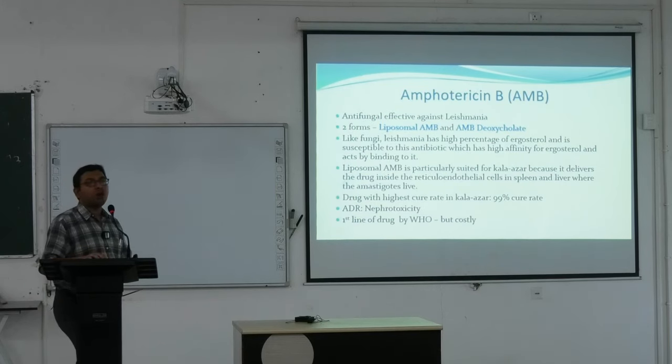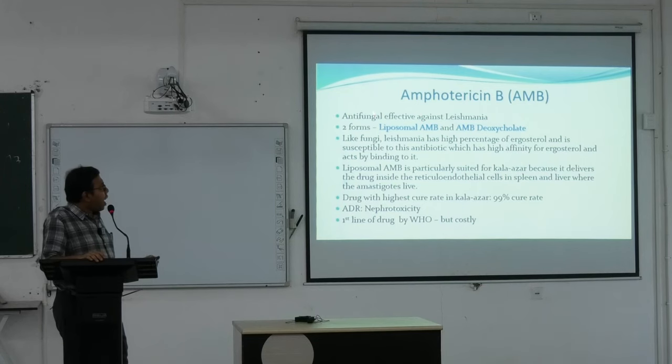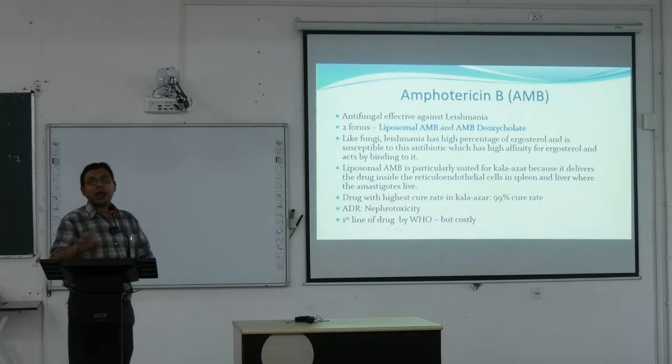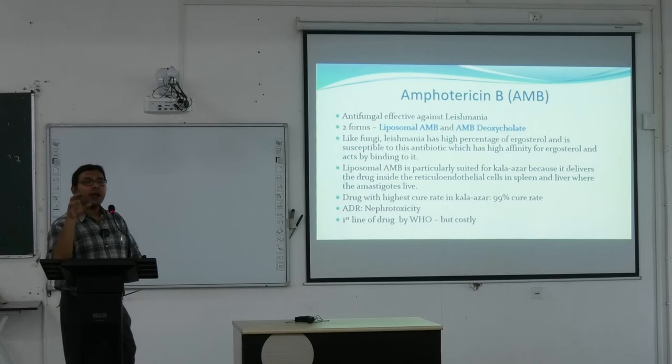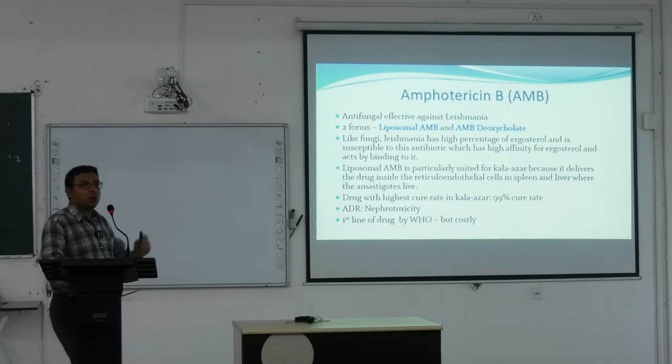So the drug of choice for this Kalajar is now amphotericin B. This amphotericin B is basically an antifungal drug, effective against the leishmania. Two forms are available, liposomal and deoxycholate form. Of these, the liposomal form is less toxic. It causes target specific action on the leishmania species, but it is more costly. Like fungi, leishmania has a high percentage of ergosterol in their cell membrane and is susceptible to this antibiotic, which has high affinity for ergosterol and acts by binding to it.